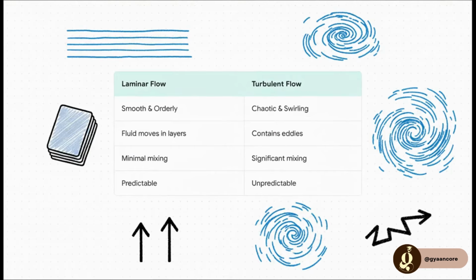So let's meet our two main characters here, laminar and turbulent flow. On the left, you've got laminar. Think of it as smooth, orderly. The fluid moves in these neat parallel layers, kind of like sliding a deck of cards. But on the right, you've got turbulent flow, and it is the total opposite. It's chaotic, it's swirling, it's full of these little whirlpools we call eddies that cause a ton of mixing. And by the way, that intense mixing is the only reason you can stir sugar into your coffee. Seriously, without turbulence, it'd just sit there at the bottom.